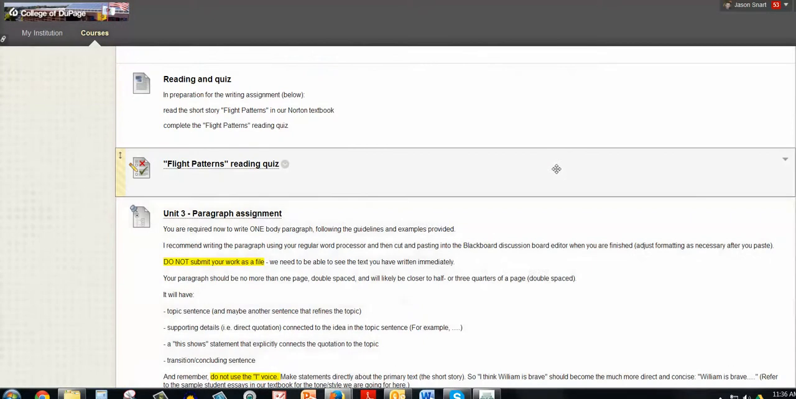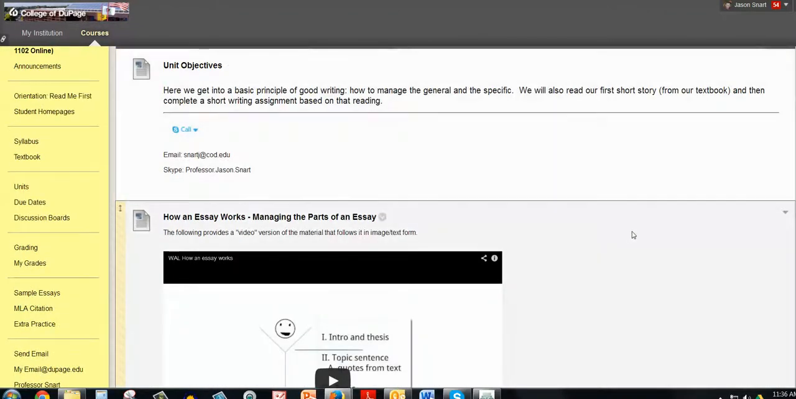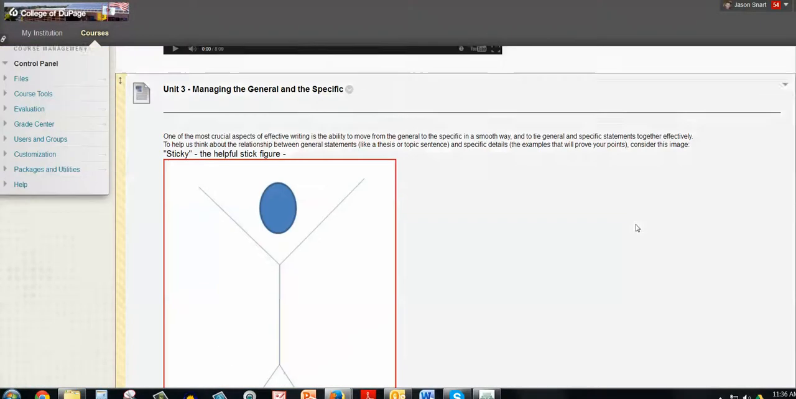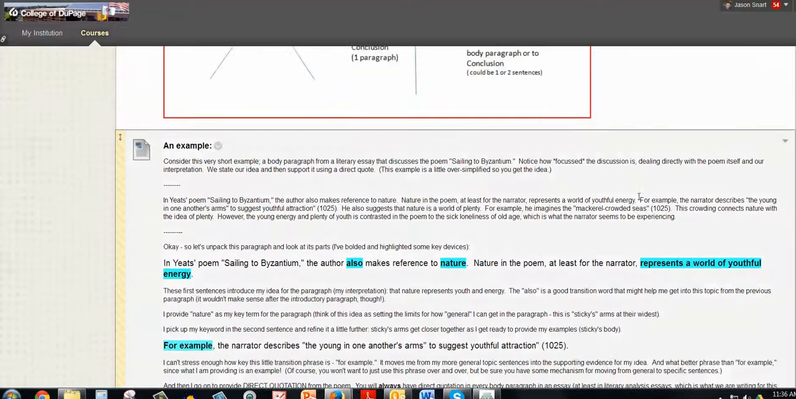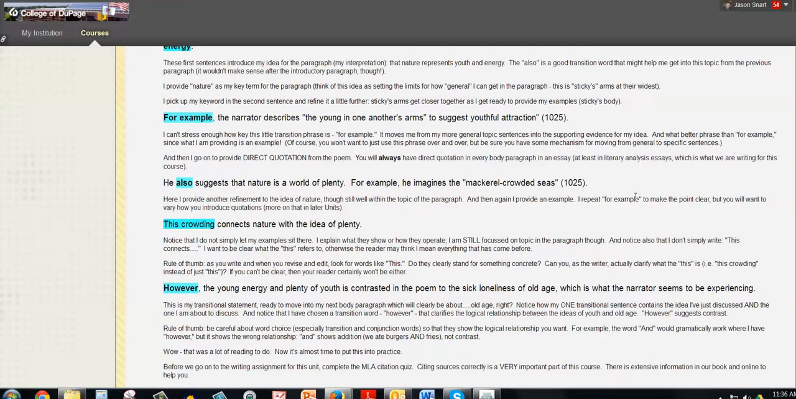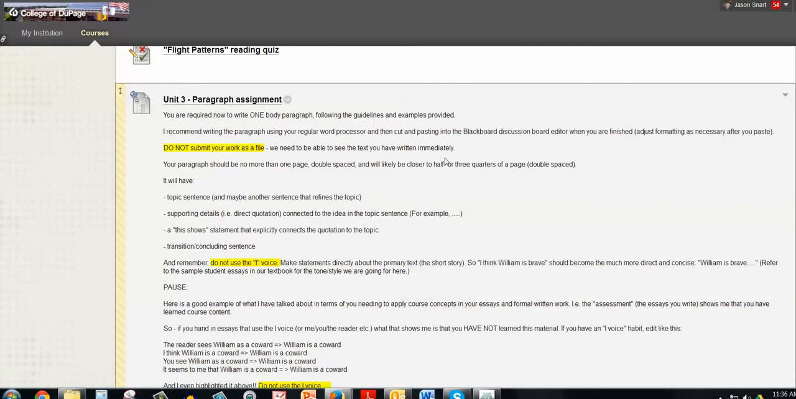So be sure you read this stuff carefully, and this is a perfect example of a unit where the major writing assignment or the major requirement for the unit is down here at the bottom in the paragraph assignment. But the last thing you'd want to do is get into the unit and then just start scrolling through all this stuff without actually watching it, reading it, looking at it, rereading it maybe, piecing it together for yourself, and then just starting on the assignment. That totally defeats the purpose of the assignment being your opportunity to show me that you understand the concepts that were introduced in the unit itself.